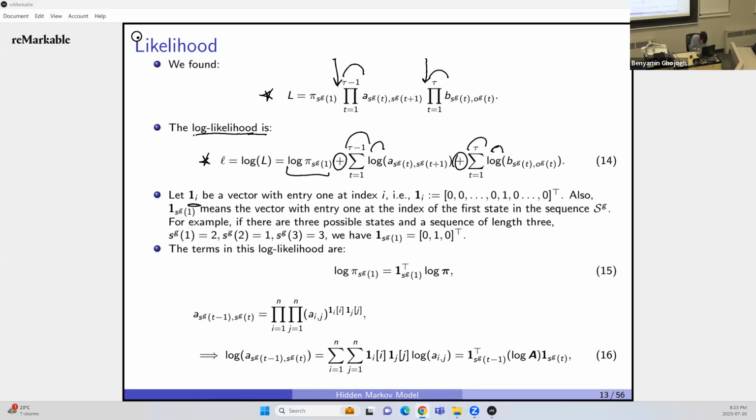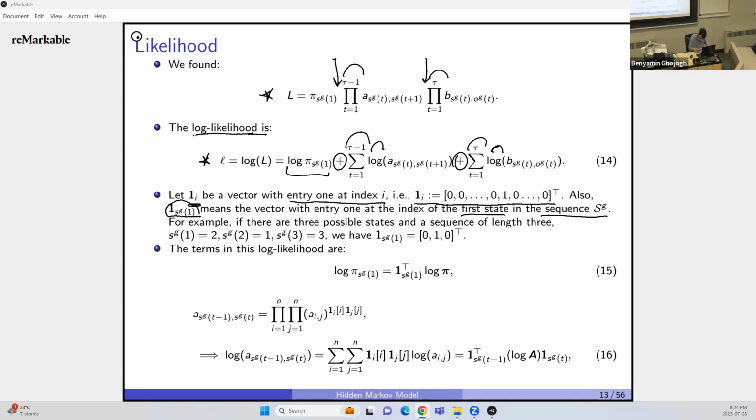Now, let 1_i be a vector with entry 1 at index i. So what do I mean? 1_i is something like this: all of its elements are 0 except the ith element. Also, let 1_SG1 be a vector with entry 1 at the index of the first state in the sequence SG. Which state is it? At time 1, which state are we in, in this state sequence? That element will be 1 and the rest will be 0 in 1_SG1.